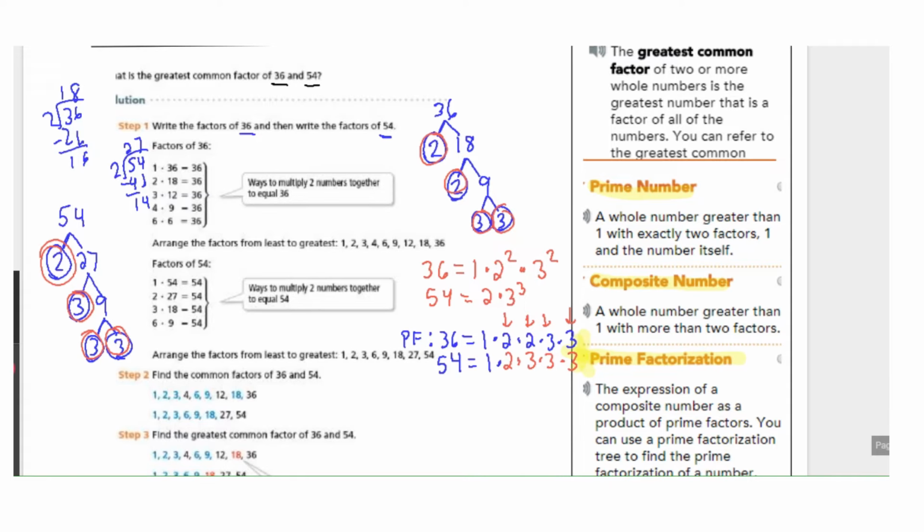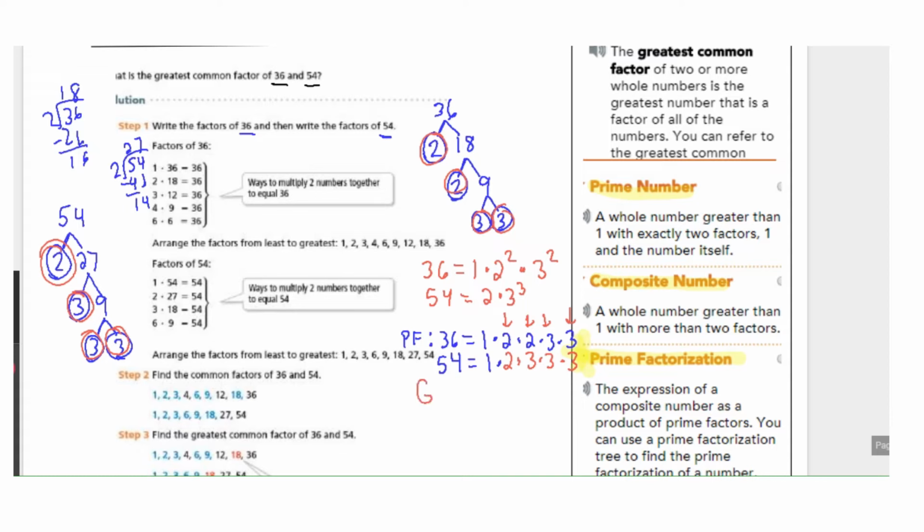But here's the prime factorization, and you can check that of 54 by multiplying 1 times 2, which is 2, 2 times 3, which is 6, 6 times 3, which is 18, and 18 times 3, which is 54. So I know this is the correct prime factorization for that number.